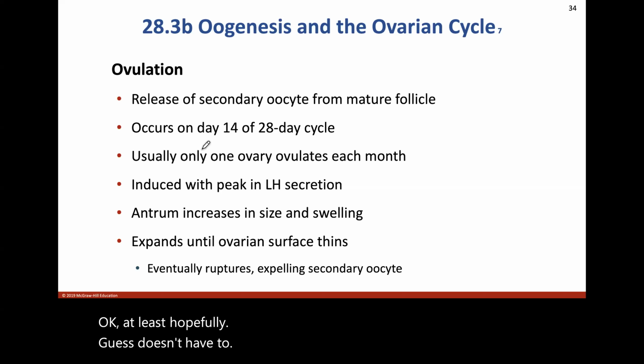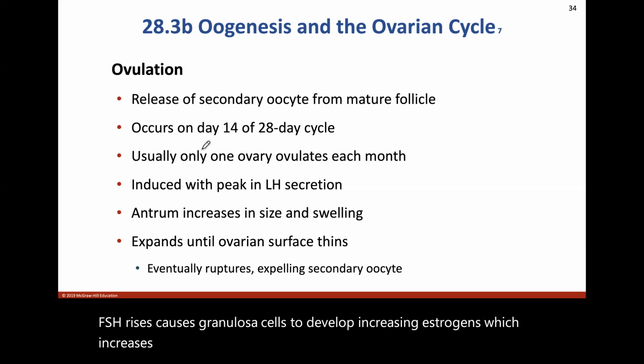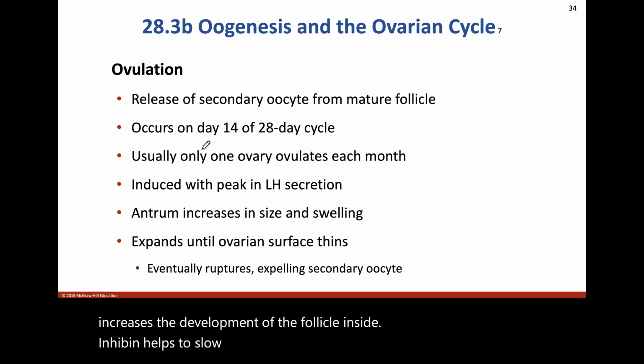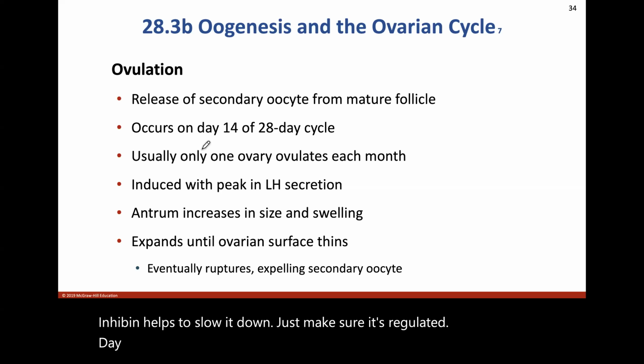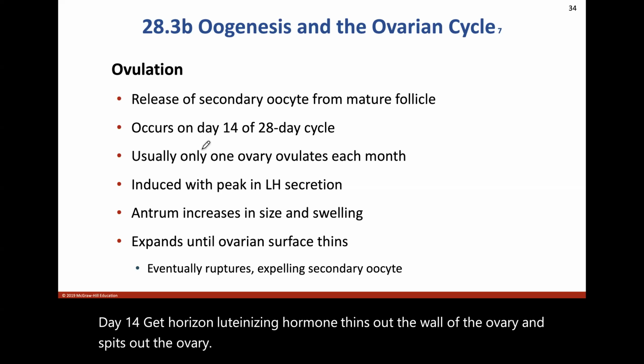So we have the first 13 days, follicle development, the follicular phase. FSH rises, causes granulosa cells to develop, increase in estrogens, which increases the development of the follicle inside. Inhibin helps to slow it down, just make sure it's regulated. Day 14, you get a rise in luteinizing hormone, thins out the wall of the ovary, and spits out the mature follicle.